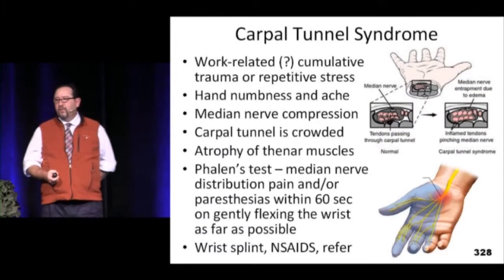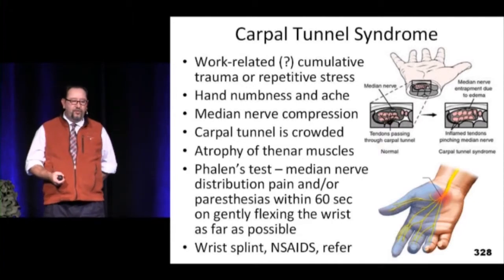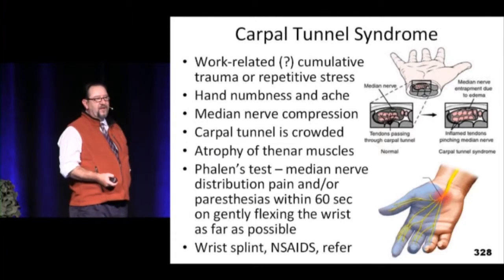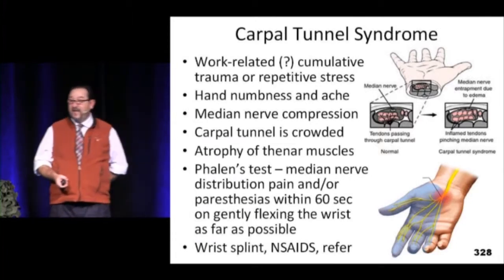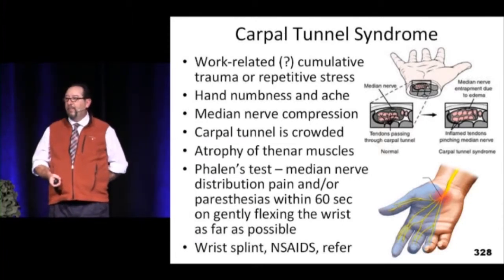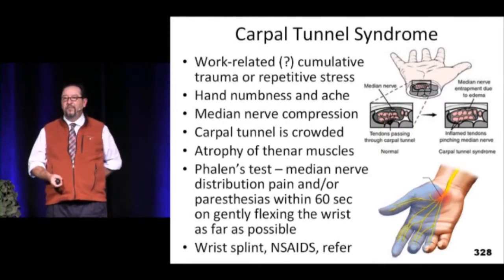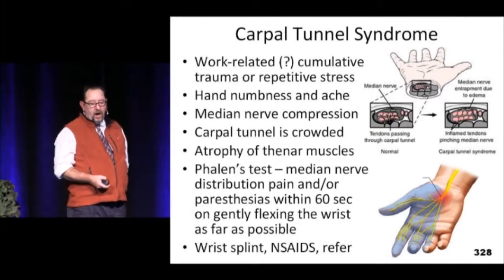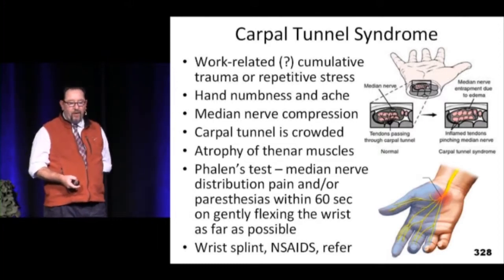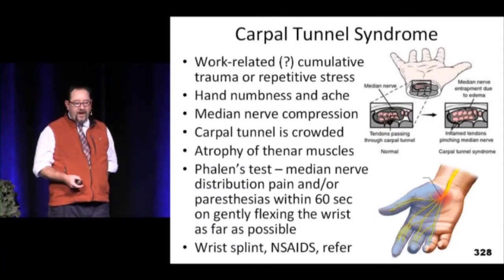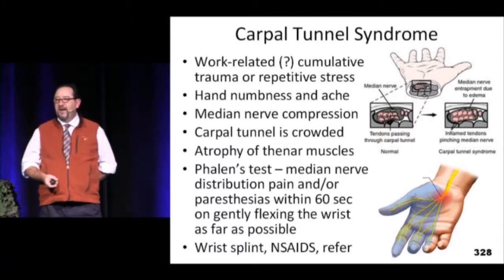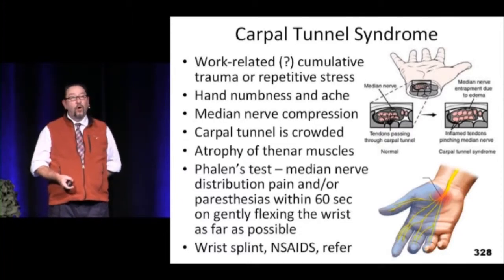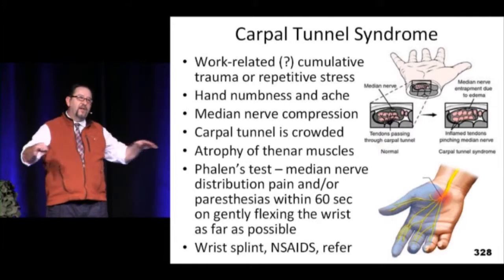Carpal tunnel. This is one of the most common work-related cumulative trauma or repetitive stress disorders. It's often contentious because someone says, I don't think it's carpal tunnel, because there are other disease entities that are associated with carpal tunnel: rheumatoid disease, hypothyroidism, diabetes, a variety of other things. And so it's sometimes contested. The carpal tunnel, as you see in this cross section, gets crowded and the nerve gets compressed. And they might have a positive Phelan's test, or a positive Tinel's test, or a median nerve compression test, or a modified Phelan's.